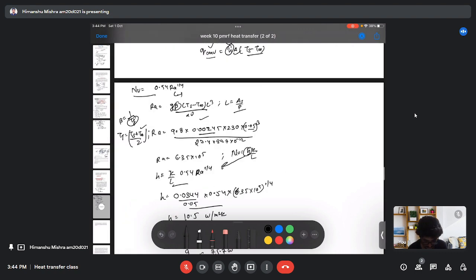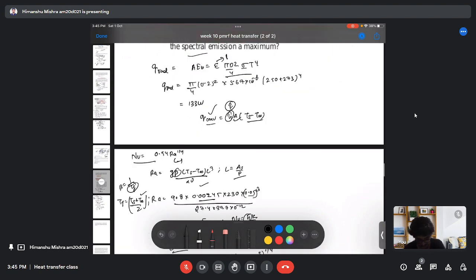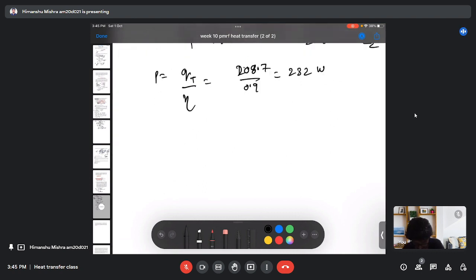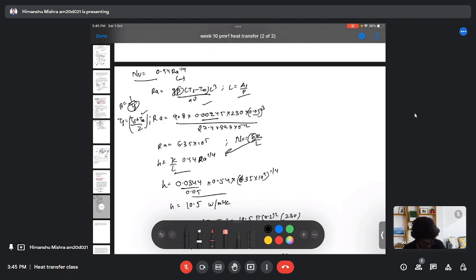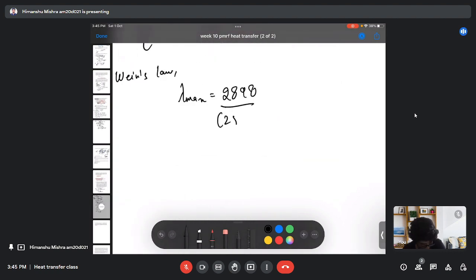So in the third part of the question, we have been asked at what wavelength my spectral emission is a maximum. So for this, we will be using Wien's law, which is... so the temperature we have been given is 250 degrees. So I will be converting into Kelvin, and this will be my maximum wavelength that the system could emit.